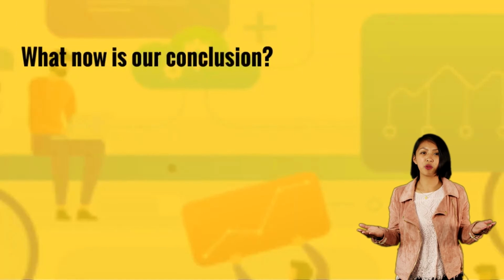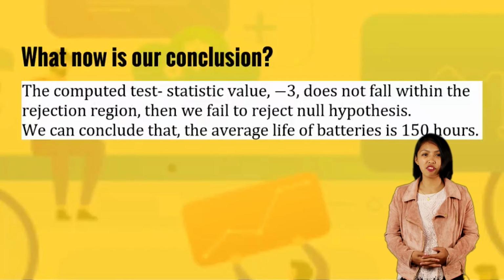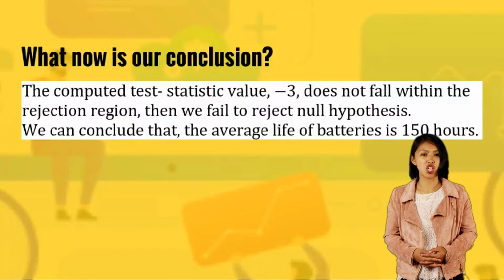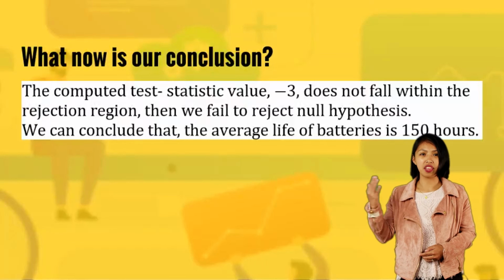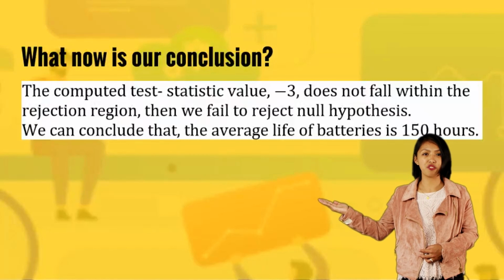What now is our conclusion? The computed test statistic value negative 3 does not fall within the rejection region. Then, we fail to reject the null hypothesis. We can conclude that the average life of batteries is 150 hours.